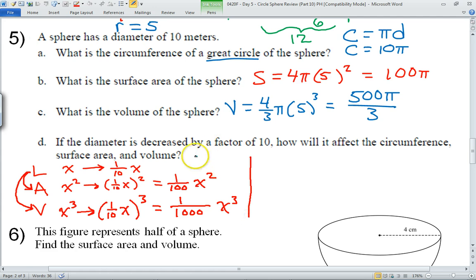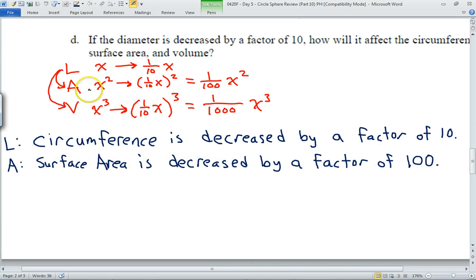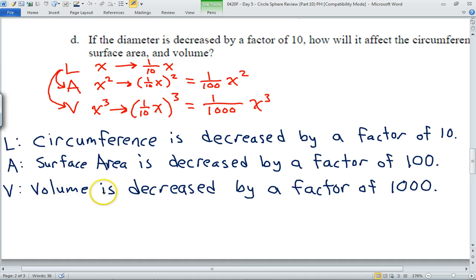So, to answer the questions, they say how will it affect the circumference, how will it affect the surface area, and how will it affect the volume. Well, the circumference is still a length, just like diameter. So the diameter was decreased by a factor of 10. The circumference will be decreased by a factor of 10, just like the diameter. The surface area is decreased by a factor of 100, which we see by what happens to the area. 1/100th of the original area, so that's decreased by a factor of 100. And the volume is decreased by a factor of 1,000. Looking right here tells us that it's 1/1000th of its original volume.